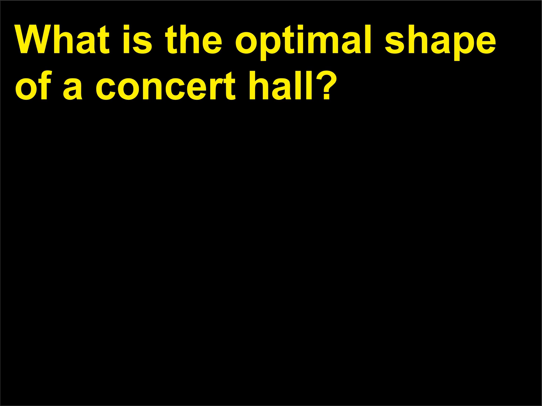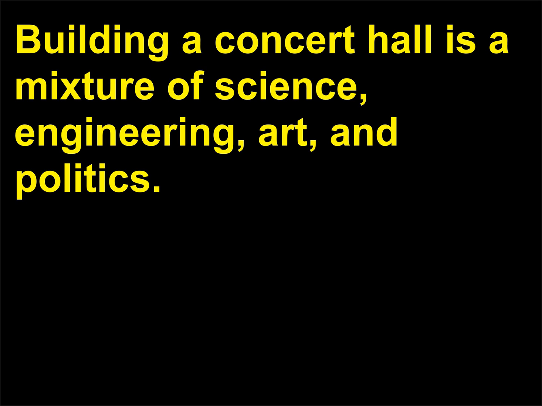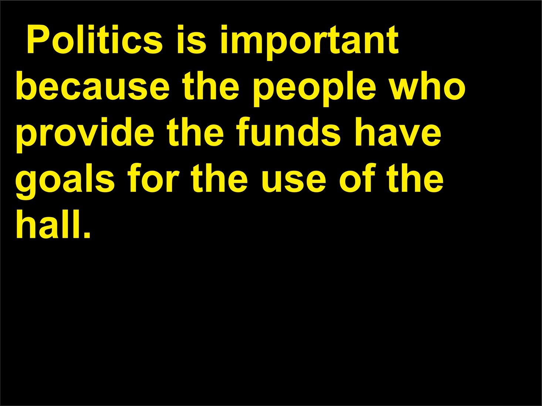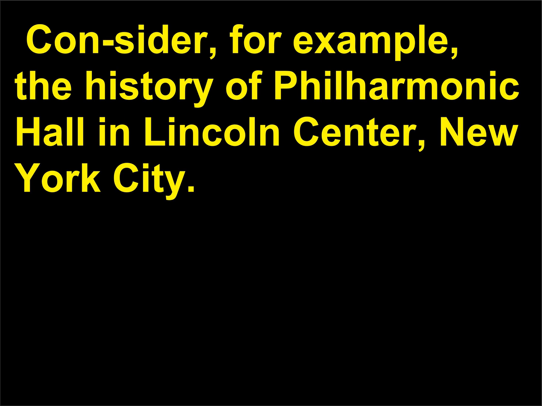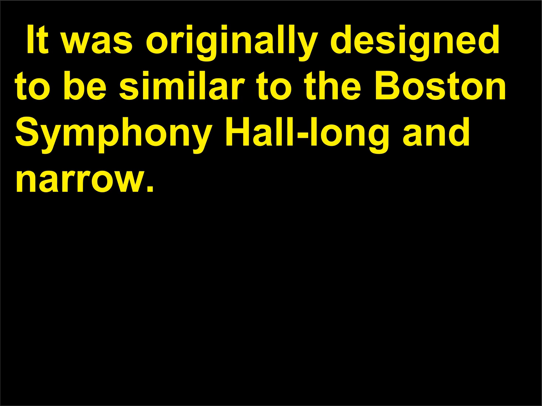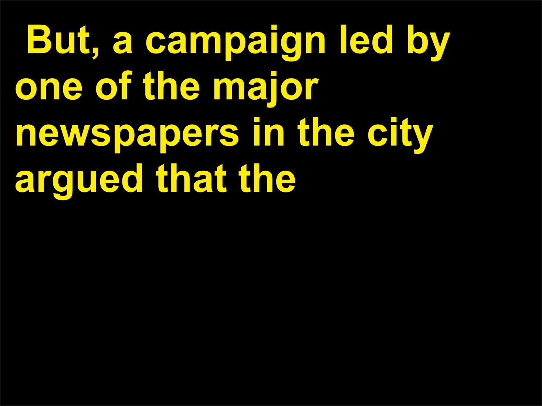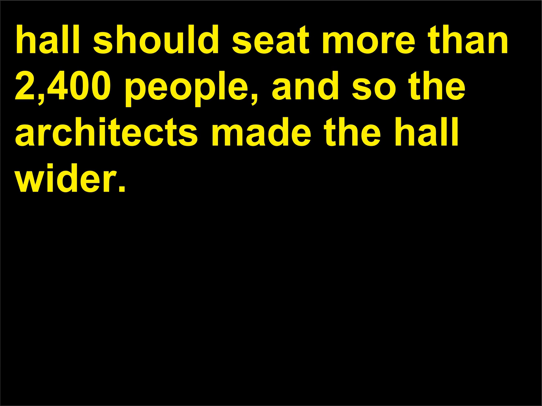What is the optimal shape of a concert hall? Building a concert hall is a mixture of science, engineering, art, and politics. Politics is important because the people who provide the funds have goals for the use of the hall. Consider, for example, the history of Philharmonic Hall in Lincoln Center, New York City. It was originally designed to be similar to the Boston Symphony Hall, long and narrow. But a campaign led by one of the major newspapers in the city argued that the hall should seat more than 2,400 people, and so the architects made the hall wider.